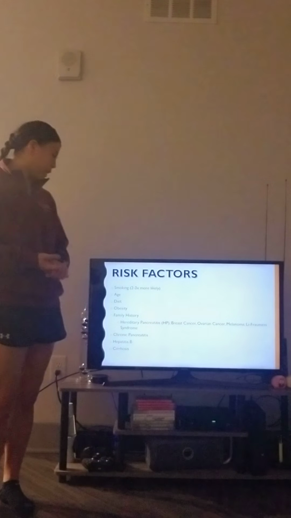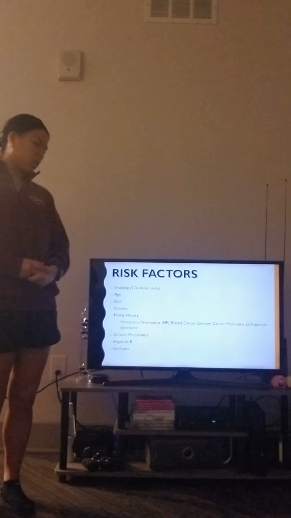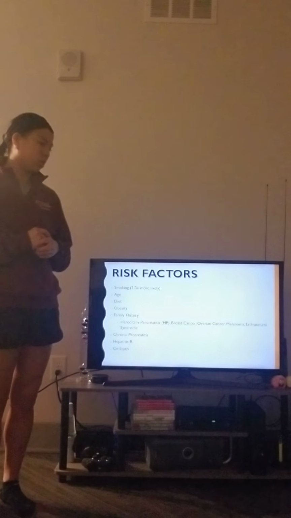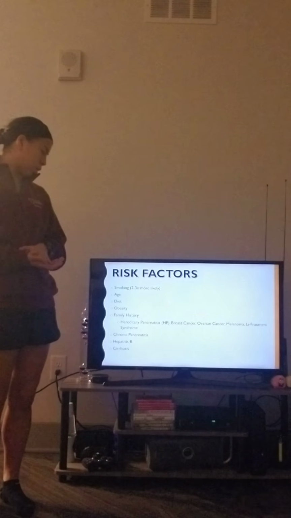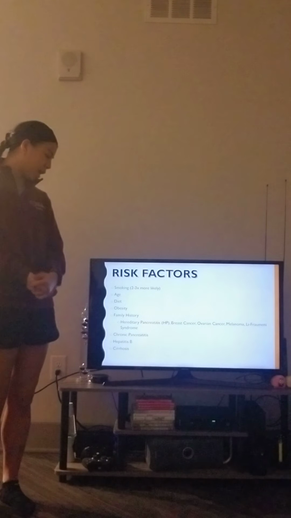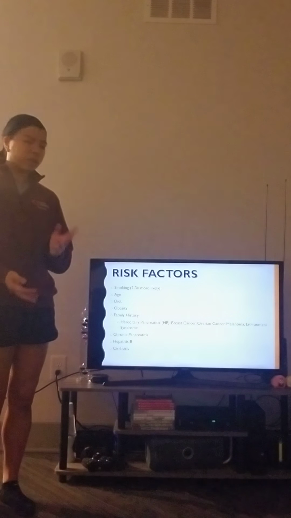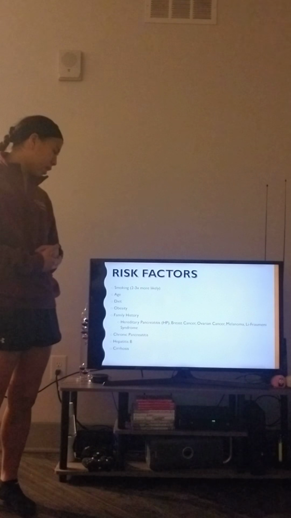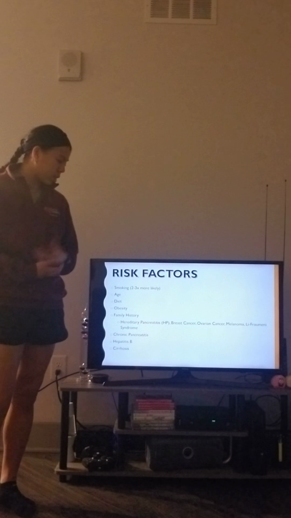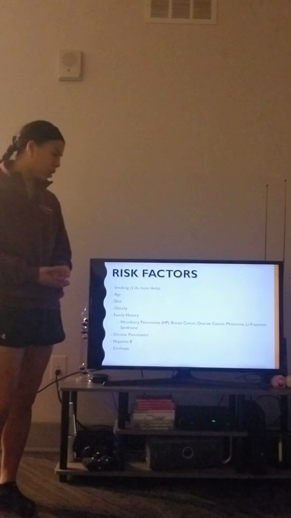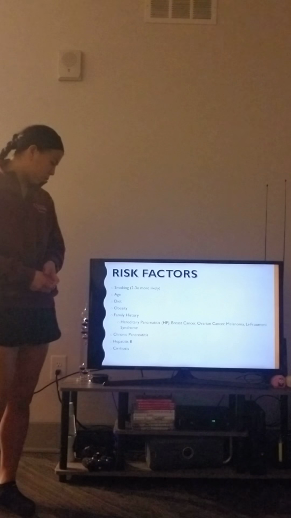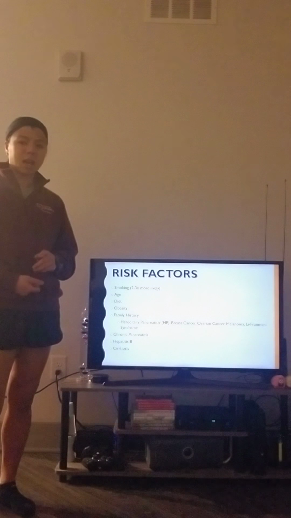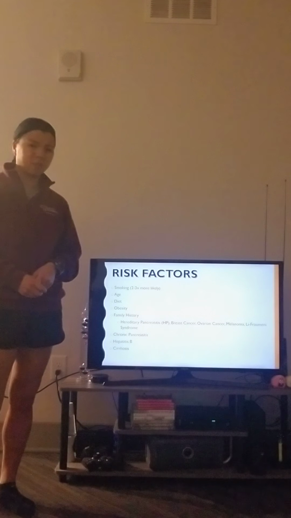So just some risk factors here. Smoking is probably the biggest risk. It will increase your chances by about 2 to 3 times. Then it just comes down to age, diet, obesity. Family history comes into play a little bit. If you have hereditary pancreatitis or history of breast cancer, ovarian cancer, melanoma, Li-Fraumeni syndrome, all that can come into play. Chronic pancreatitis, hepatitis B, or if you have cirrhosis.